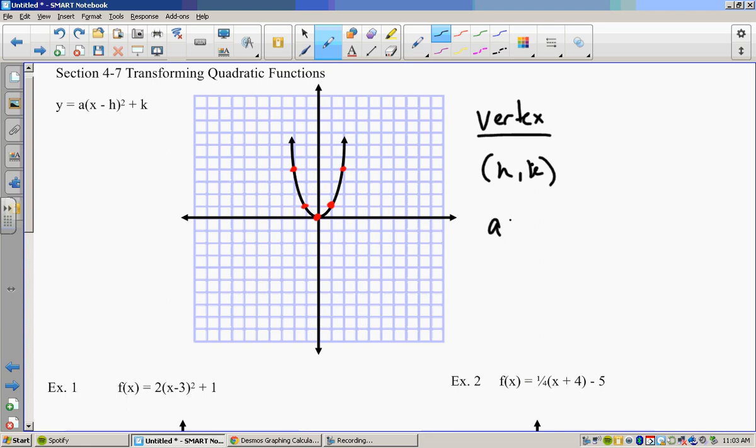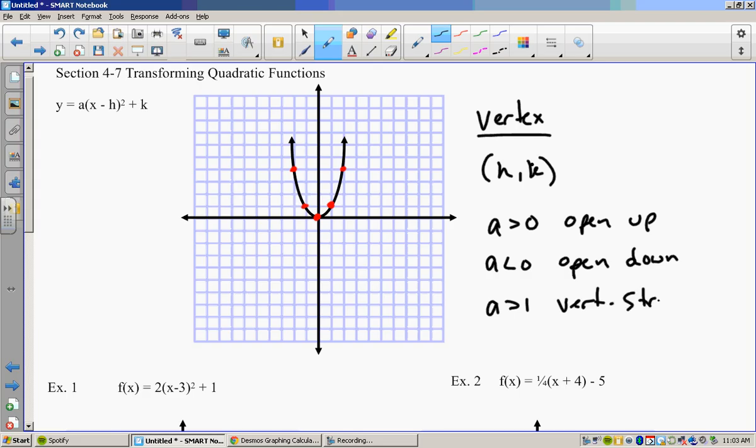If A is greater than 0, it's positive, it will open up. And if A is less than 0, it will open down. That's our first piece. Also, if A is greater than 1, you have a vertical stretch. And if A is between 0 and 1, you will have a vertical compression.